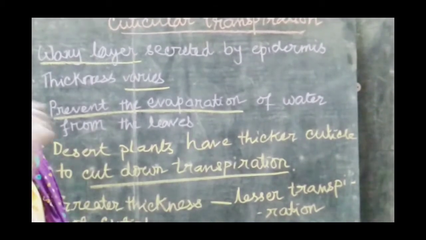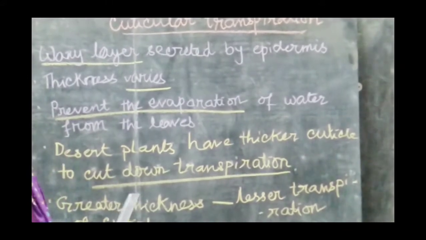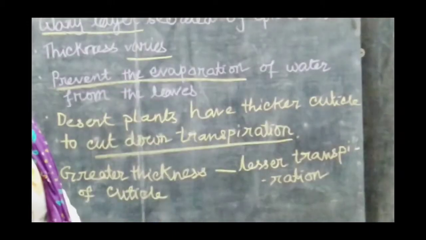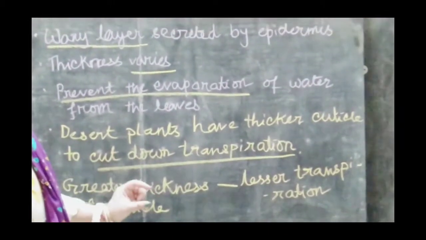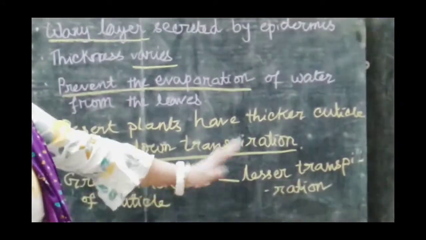So, greater the cuticular thickness, the lesser will be the transpiration rate. So, if the thickness of the cuticle is more, then the transpiration will be less. Means inversely proportional.